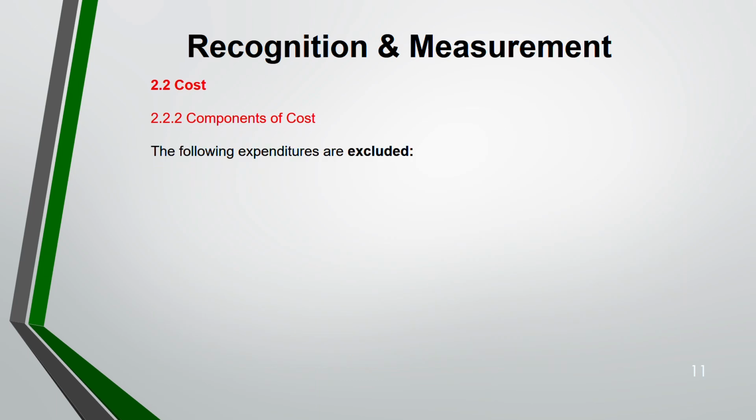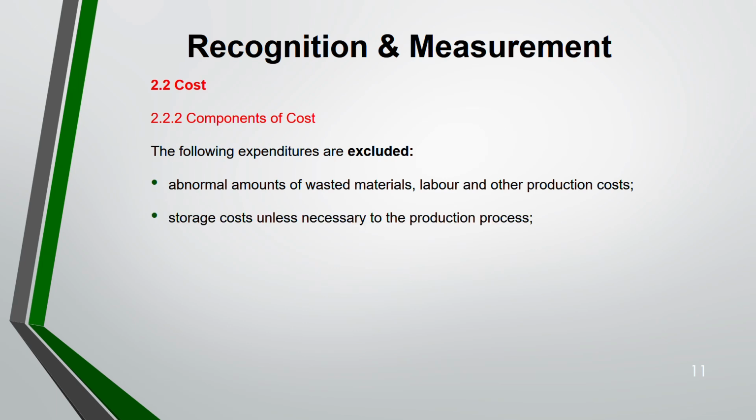Now, the following expenditures are excluded. They are not part of cost. They are abnormal amounts of wasted material, labor and other production cost. Storage cost unless necessary to the production process. See, if storage cost is necessary for the production process, it's a cost. Otherwise, it's an expense. Admin overhead and selling cost.